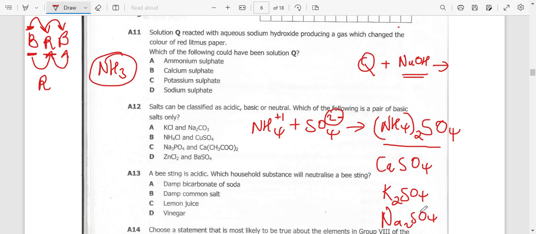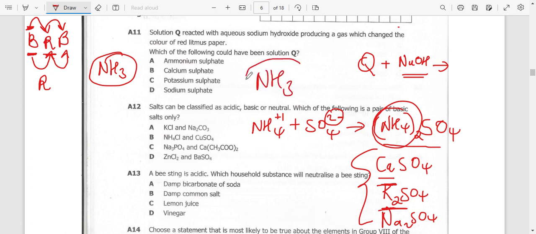So now you want to look at all these. You see which one is going to give us a base as a product. Now, basically, calcium is a metal, potassium is also a metal, sodium is also a metal. So these three can't give us that. Now ammonia itself is a base. So this gas is a base. This gas is going to be produced in this reaction. That's why you are going to have the change of a red litmus paper.